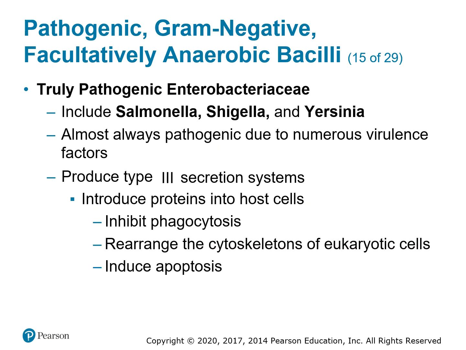The truly pathogenic enterobacteria, these are ones that you definitely don't want to come in contact with. This is Salmonella, Shigella, and Yersinia. These almost always are considered pathogenic due to the numerous virulence factors that they possess. They produce type 3 secretion systems. They introduce proteins into the host cells, and in doing that, they inhibit phagocytosis. They rearrange the cytoskeletons of eukaryotic cells, and they induce apoptosis, which is programmed cell death.